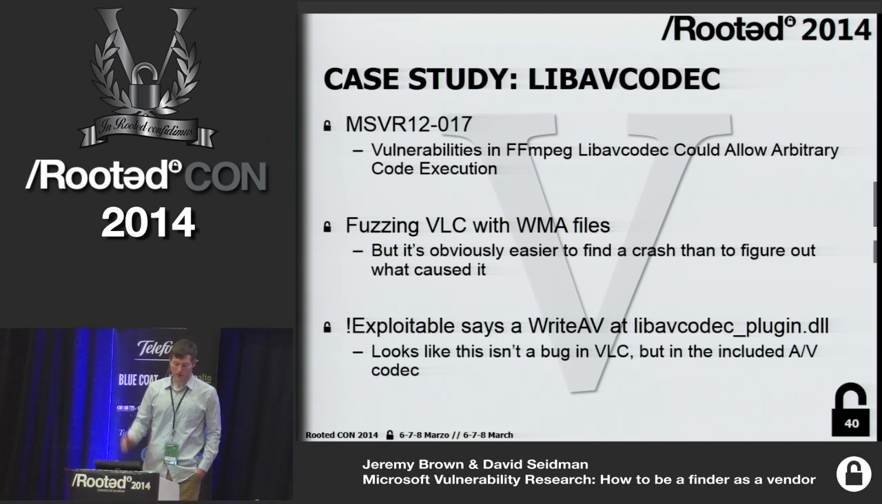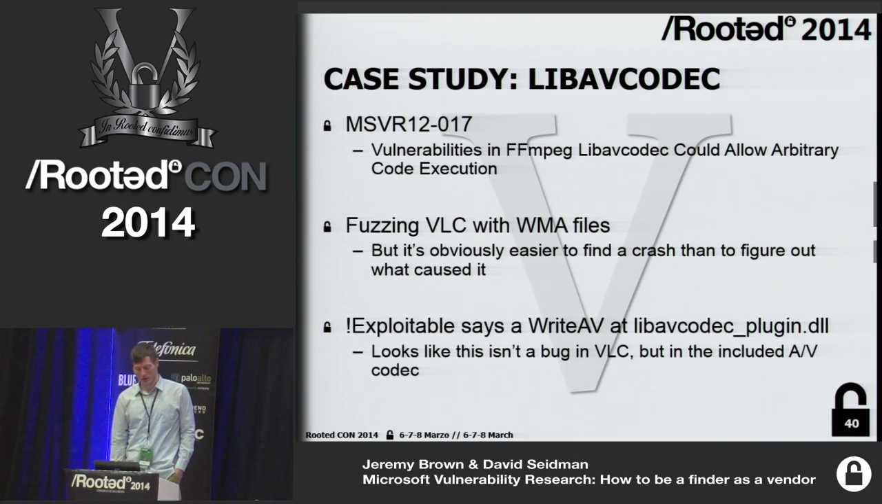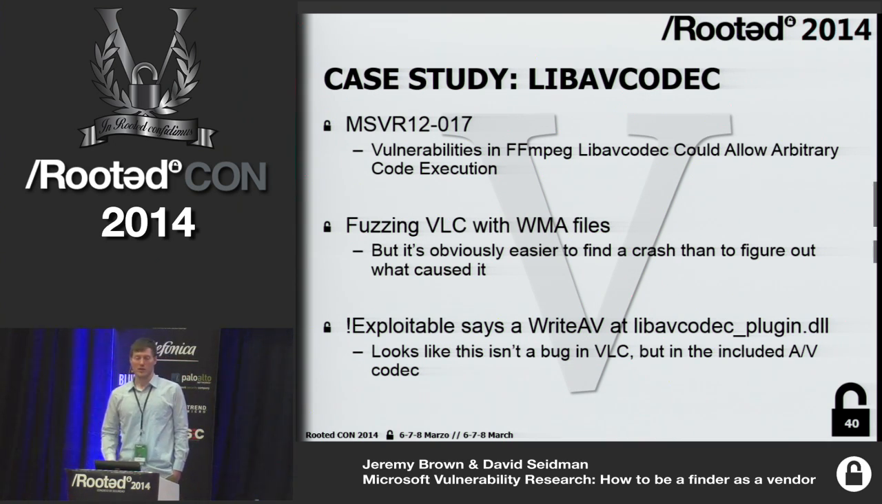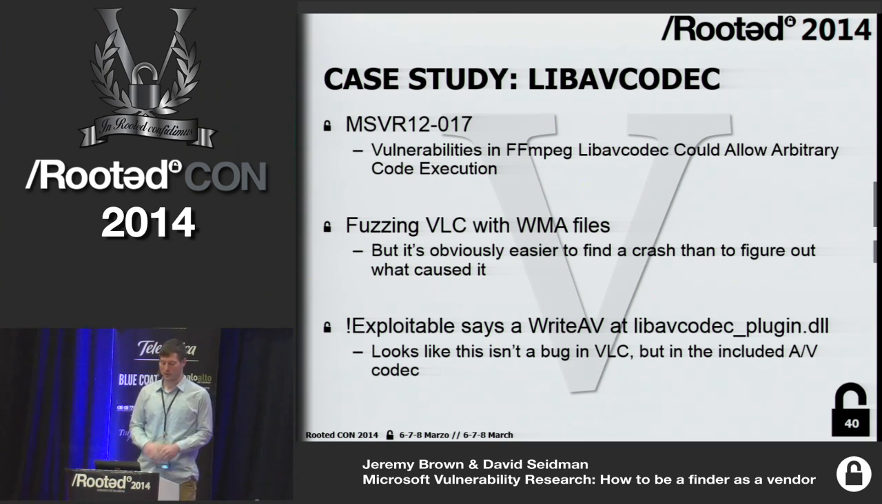So with this one, !exploitable says write AV. Okay, it's a pretty good start. And it's in libavcodec. So fuzzing VLC, a media player if you're not familiar, it's going to employ a lot of different libraries, a lot of different codecs to parse different media files. And this one was actually in a library called libavcodec, which provides audio, video codecs, a bunch of different things. So the bug wasn't actually in VLC, but in libavcodec.